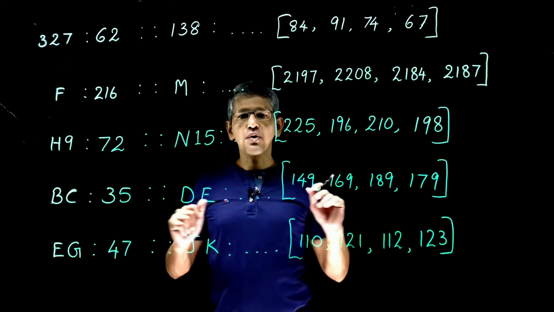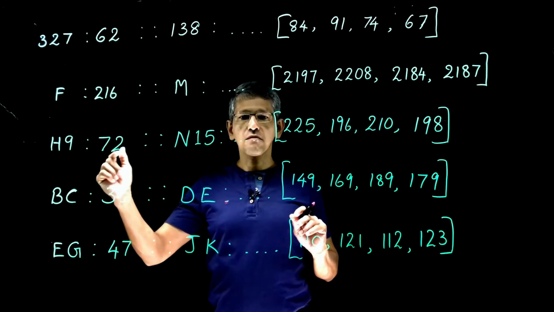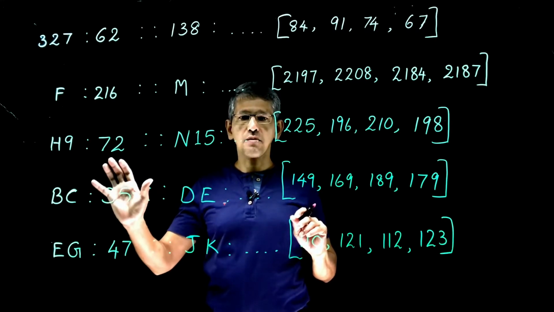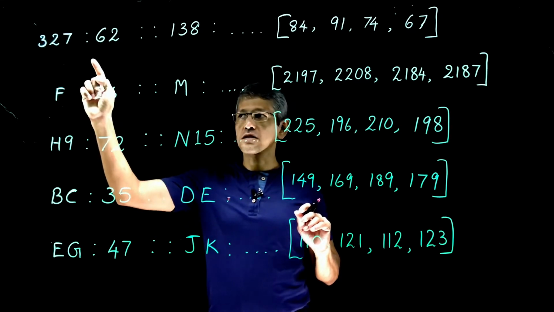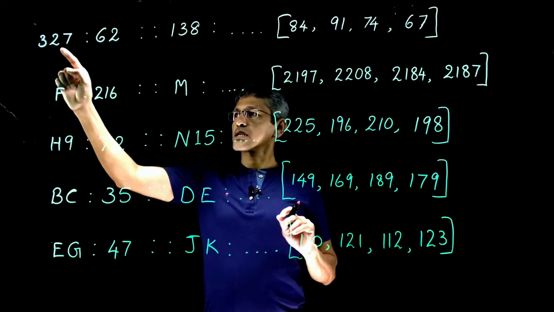We have one more question from number analogy. After that, we have questions from letter and number analogies. That's a combination of letter and the number analogies. So we'll start from question number 1 on this screen. All right, 327, 62. What is that connection?